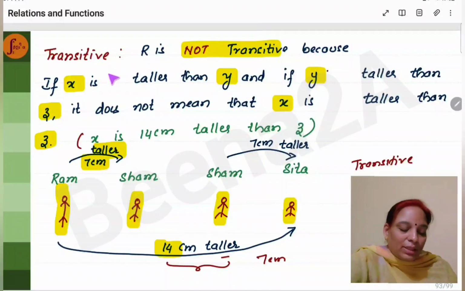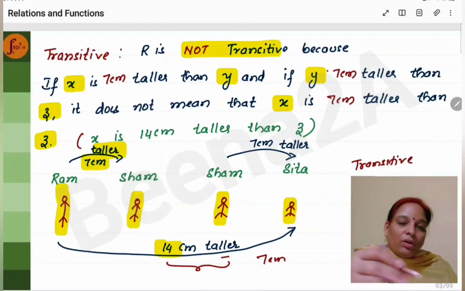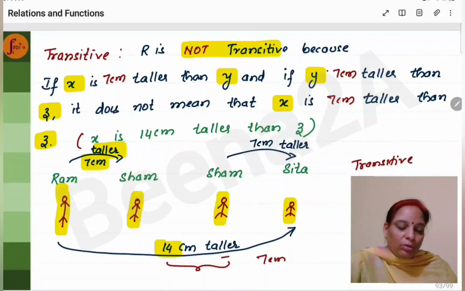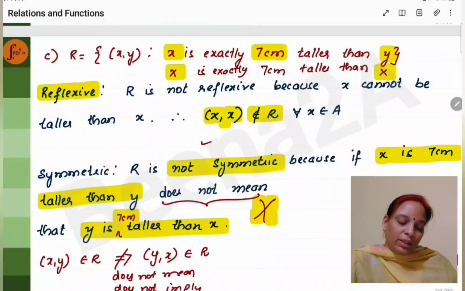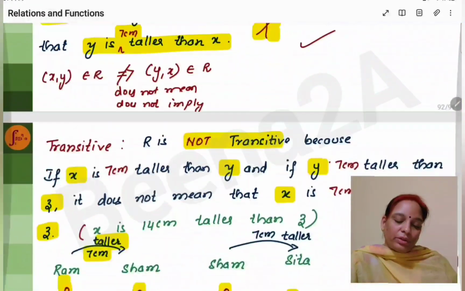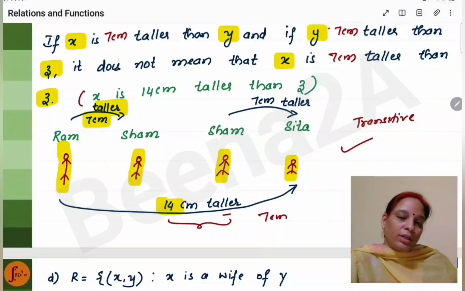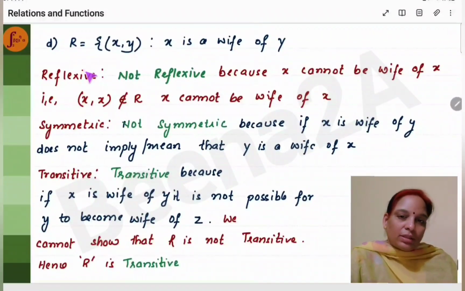So the 7 cm is what is making a difference in the question. Since there is 7 cm, this is becoming not transitive. If it was simply taller without any number, then it would have been transitive. Now in this case, it is not transitive. So this relation is neither reflexive nor symmetric nor transitive, right? Not reflexive, not transitive and not symmetric. None of them.